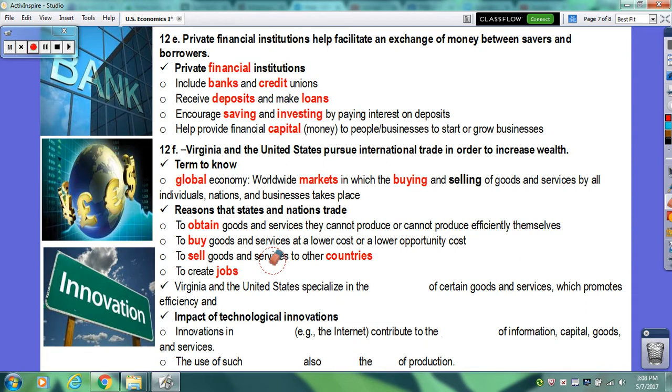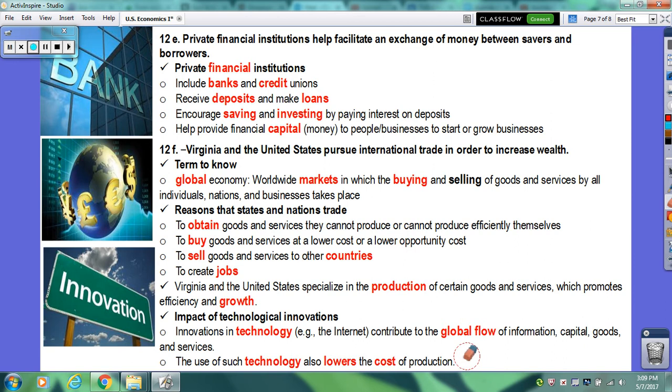Next point here, Virginia and the United States specialize in the production of certain goods and services, which promotes efficiency and growth. So we all have things we're good at, or things that are particular to us, and we like to share those with other countries in exchange for money to help us grow. So innovations in technology, like the internet, like email, or tracking packages and other things, are going to contribute to the global flow of information, capital goods, and services. Last point here is the use of such technology also lowers the cost of production.